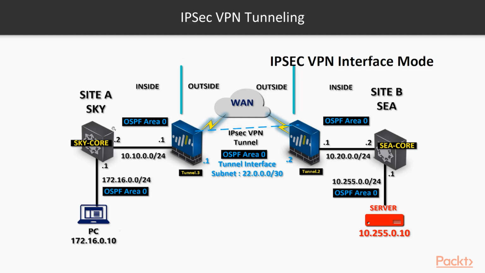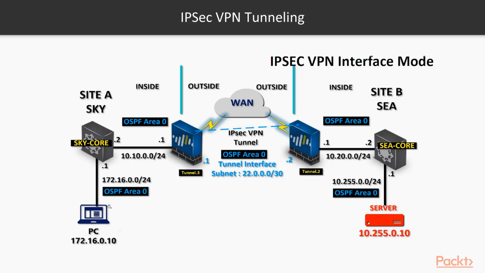So in this case, we have site A, which is Sky, and Sky's network is 172.16.0.0/24, and we have a client on that network, which is 172.16.0.10. If you remember our previous video, we're only advertising the 10.10, or rather we're just announcing on the tunnel that we're allowing 10.10 as my source traffic to hit the 10.20.